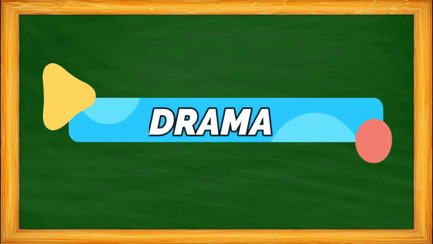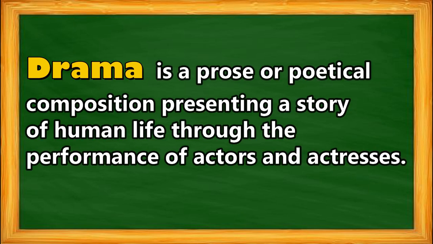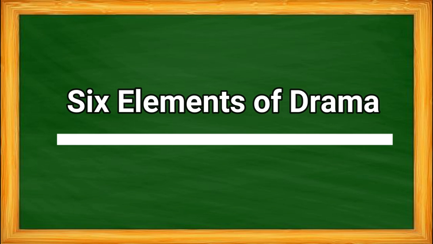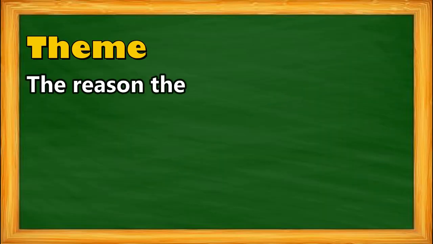Let's dive deeper into the types of plays as we know more about drama. Drama is a prose or poetical composition presenting a story of human life through the performance of actors and actresses. Here are the six elements of drama. Plot. This is the arrangement of events or incidents on the stage.